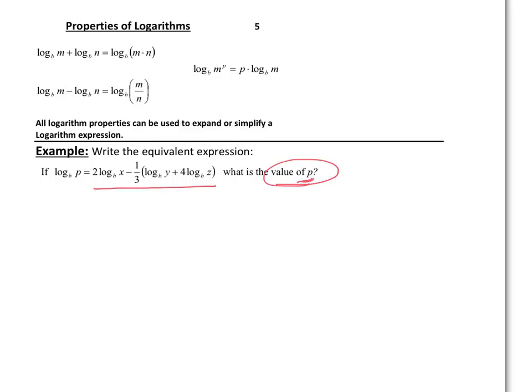So the first thing I want to do is move all my exponents. So I want to move my 2 and my 4. So I have log of x with the base of b squared minus 1/3 log y with the base of b plus log z to the 4th with the base of b.